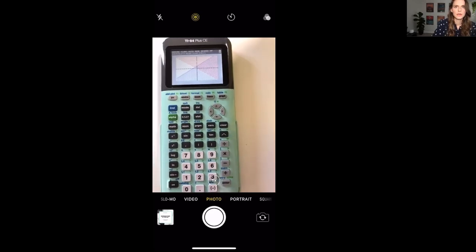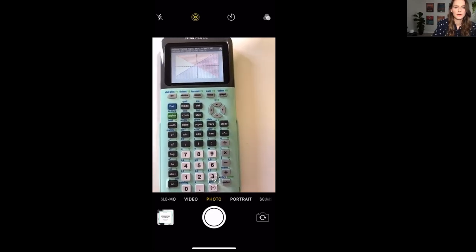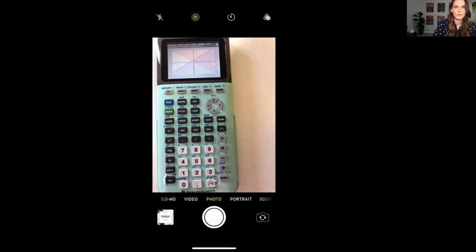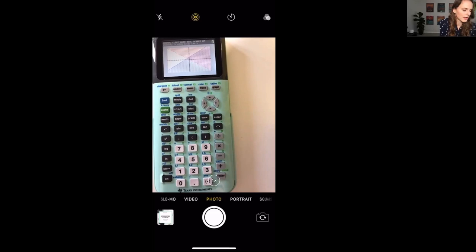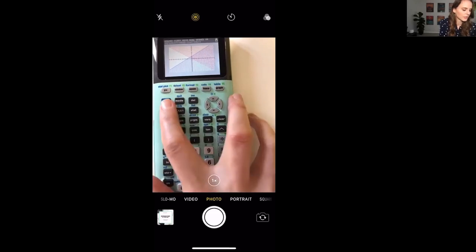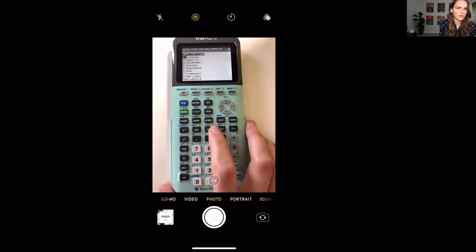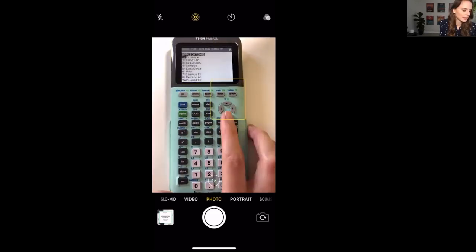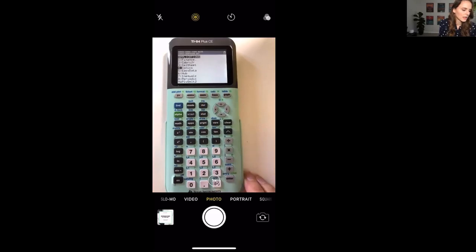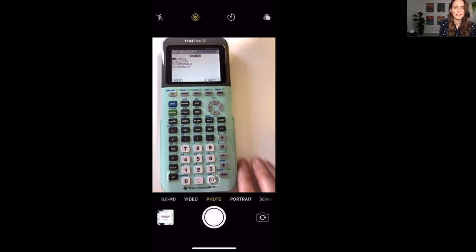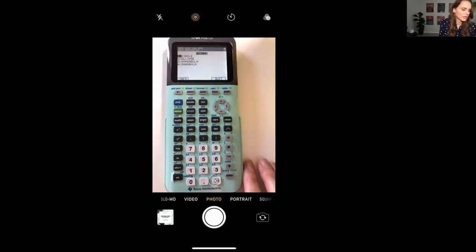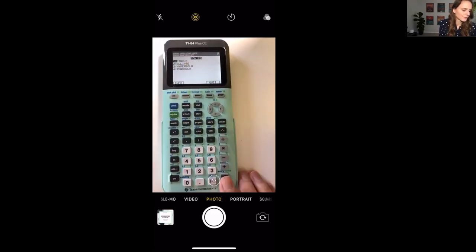So let's see here. I'm going to do another quick little poll. If you guys have used the Conics app in your calculator before, you'll vote on that. So for the Conics app, you're going to go to apps and then go down to Conics. And the most useful one for the SAT is going to be the circle. So we're going to press enter for the circle.